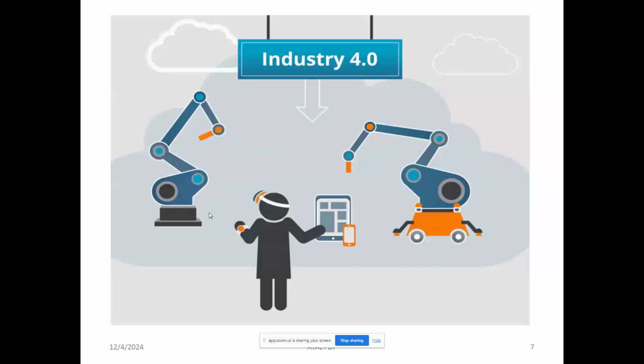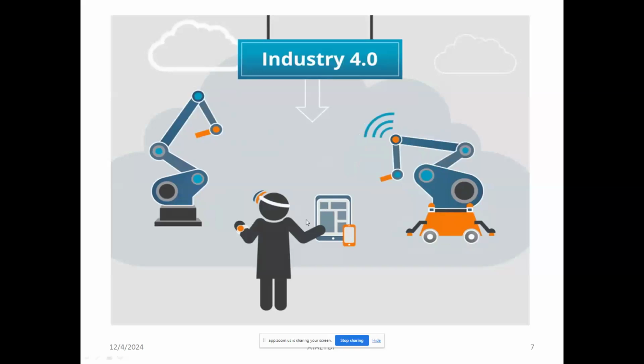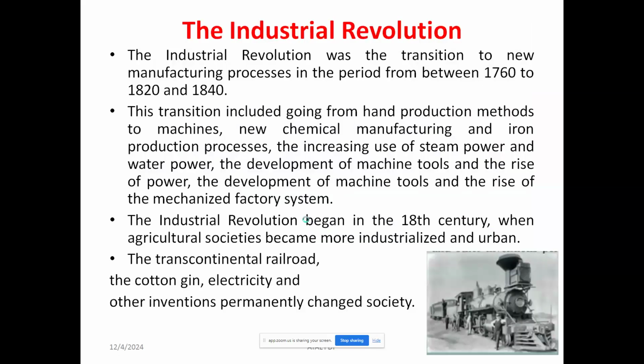Coming to the statement, industrial revolution. Starting from the year 1760 to 1820 and 1840, there was a transition regarding new manufacturing processes. This transition included a move from hand production methods to machines. In the earlier days, people manually manufactured matchboxes or other smaller tools, and minute particles. They were unable to get the machines at that time. They tried to manufacture by their own.